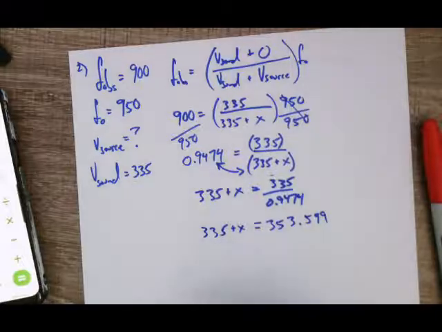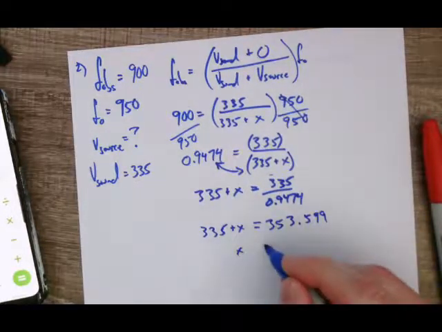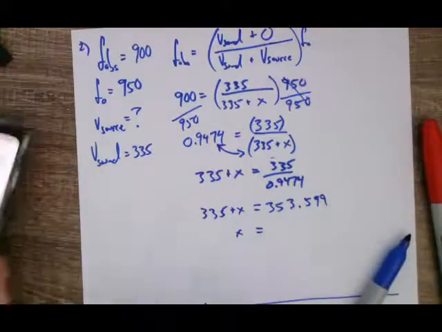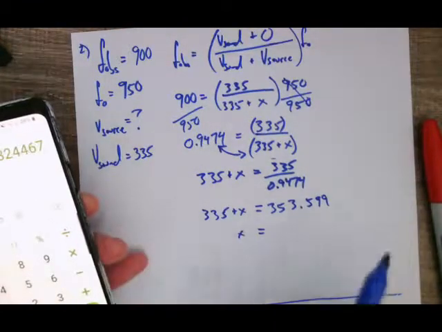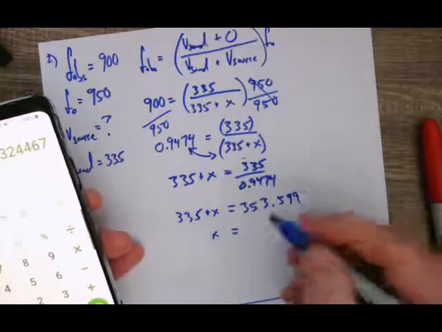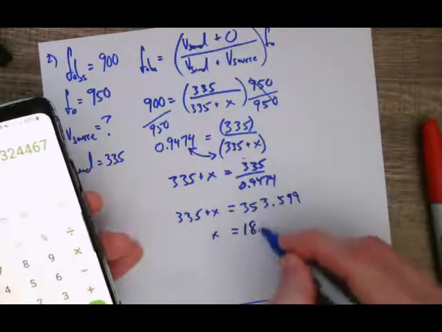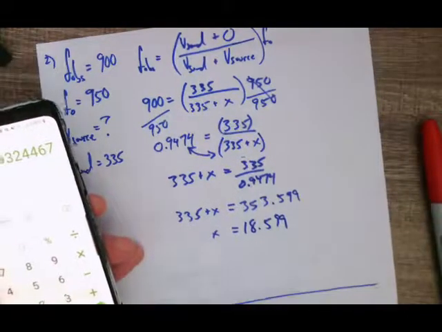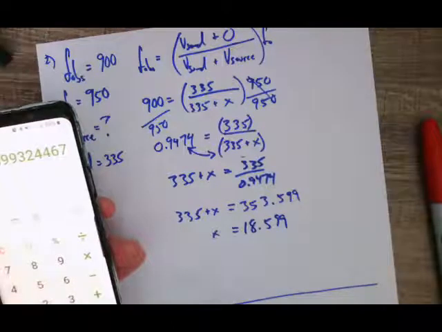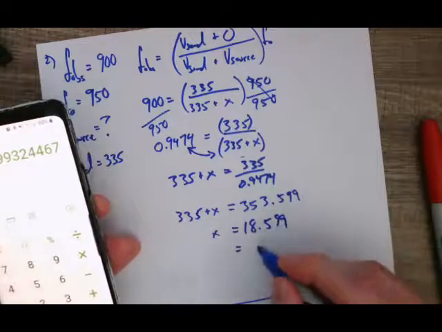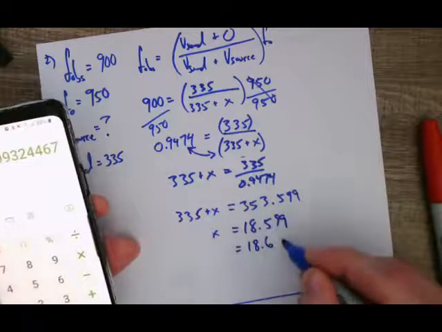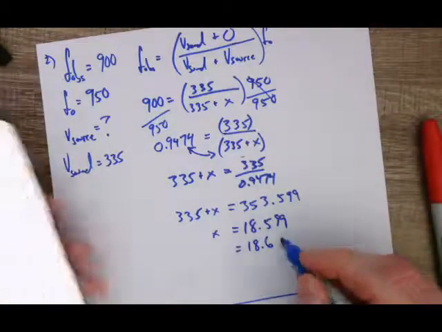So we subtract 335 from both sides. 353.599 minus 335 equals 18.59. How many sig figs? In the question, everything's 3 or 4 sig figs, so it's going to be 3. So this equals 18.6 meters per second.